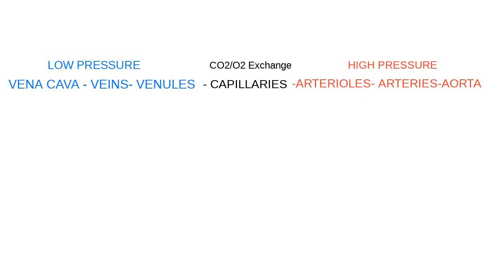Now, the arteries primarily transport oxygenated blood, with the exception of the pulmonary arteries. So the pulmonary arteries carry deoxygenated blood from the right ventricle to the lungs for it to be oxygenated.